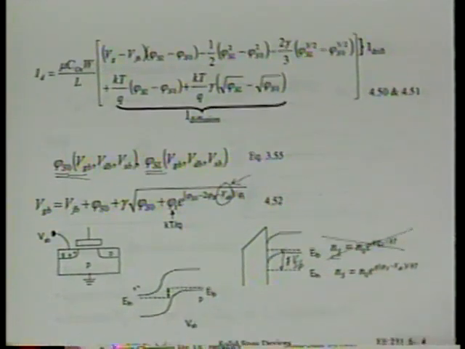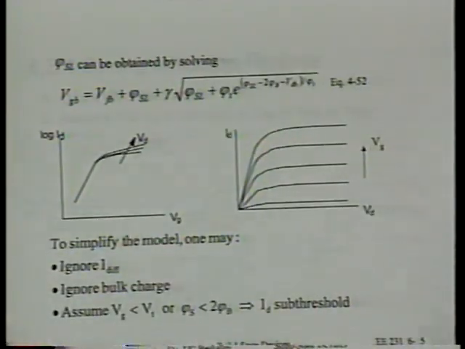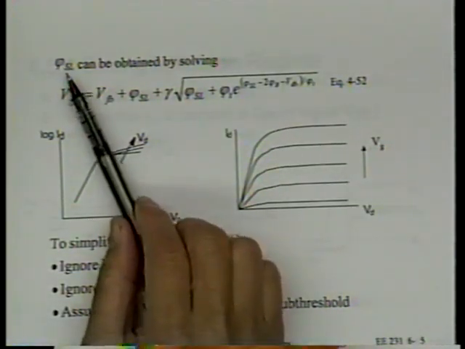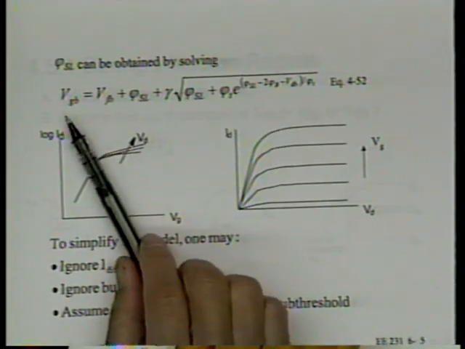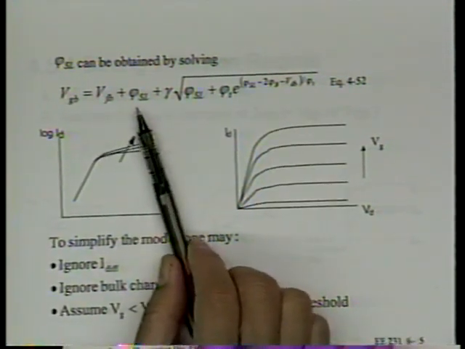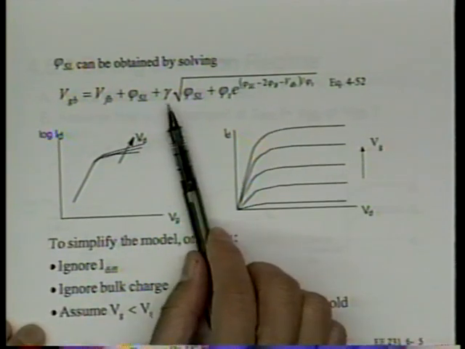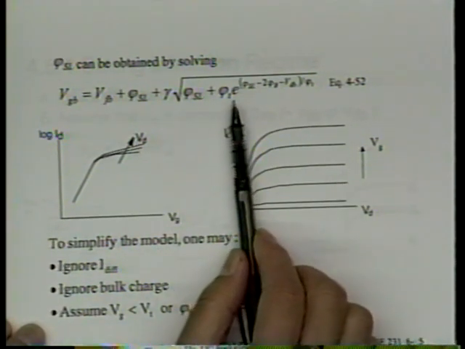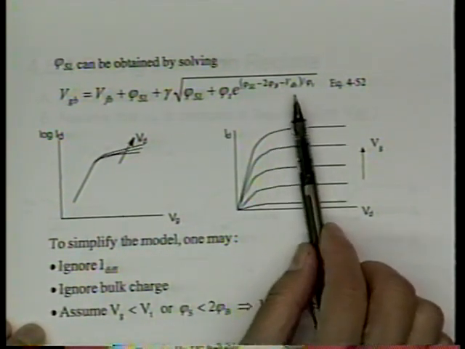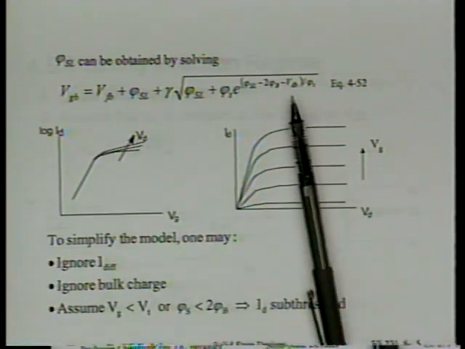Similarly, we can determine phi s L from this relationship: VGB equals VFB plus phi s L plus gamma times the square root of phi s L plus phi t times exponential of phi s L minus 2 phi b minus VDB. Can you explain this VDB to yourself?